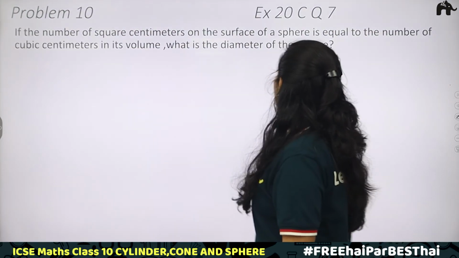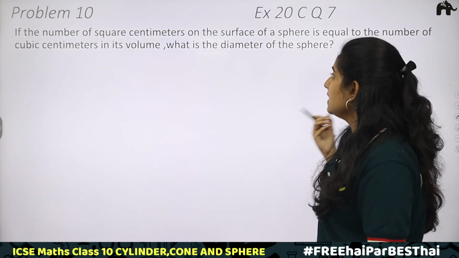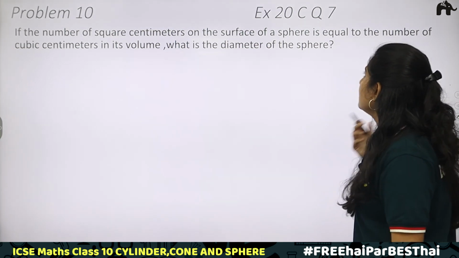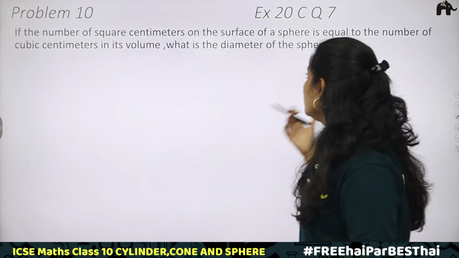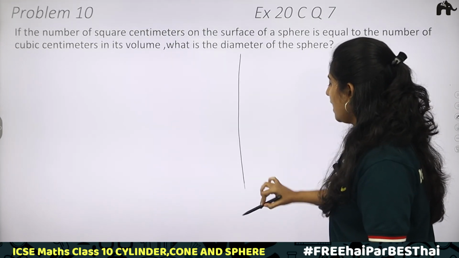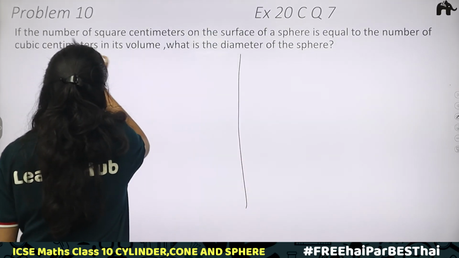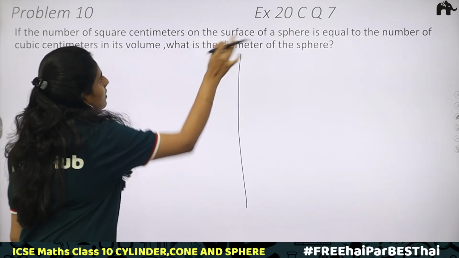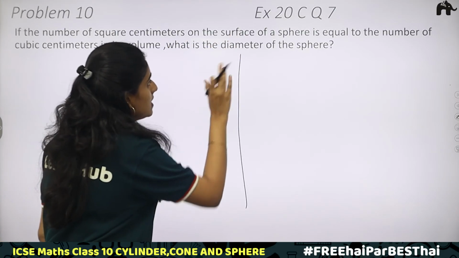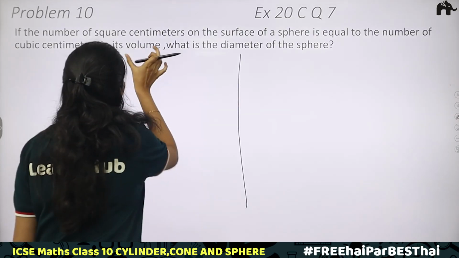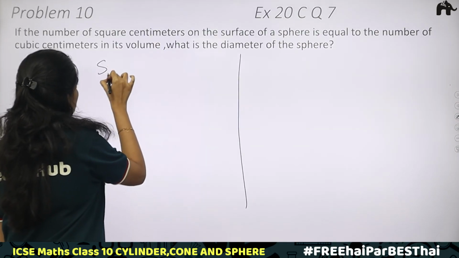Problem number 10. Question 7 of exercise 20C. If the number of square centimeters on the surface of a sphere is equal to the number of cubic centimeters in its volume, what is the diameter of the sphere? We need to find the diameter of the sphere. What is given in the question? It is given that the number of square centimeters on the surface, which means the surface area, is equal to the volume of the sphere. Okay, what is the surface area of sphere?